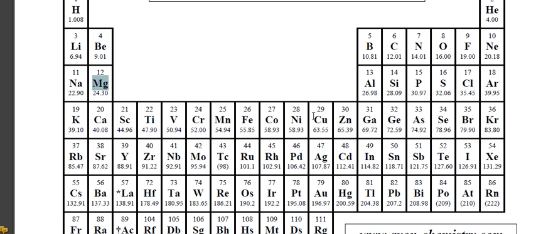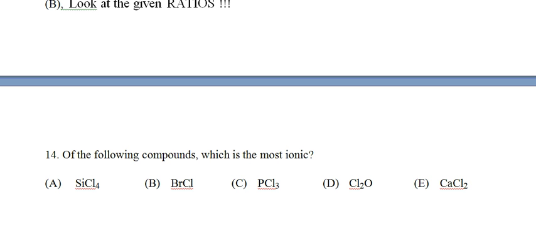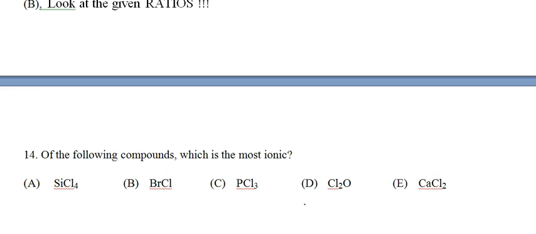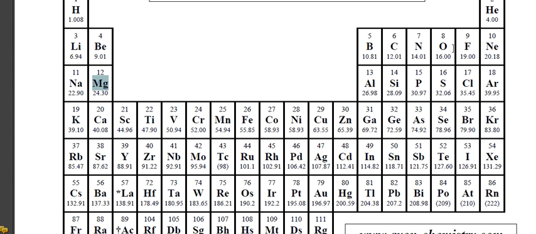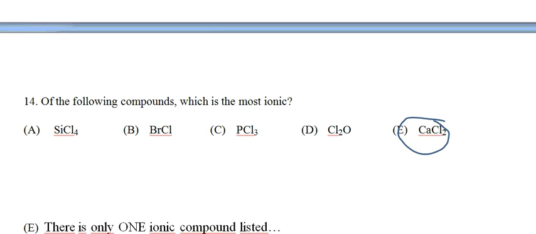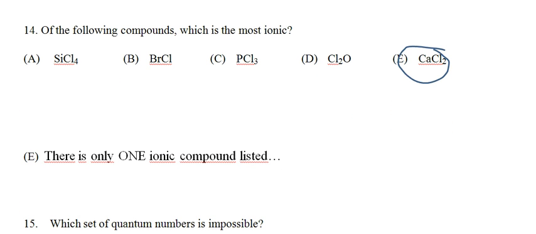SiCl4, that's over here, silicon and chlorine. It's not looking too good. Bromine and chlorine, they're on top of each other. PCl3, that's right next to each other. PCl, yep, I'm not finding anything yet. ClO, so oxygen, no. And hey, there's one. It's actually our only ionic compound, so E. Most ionic, the only one listed.